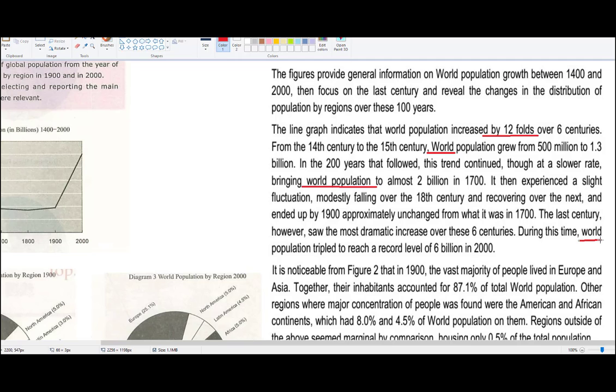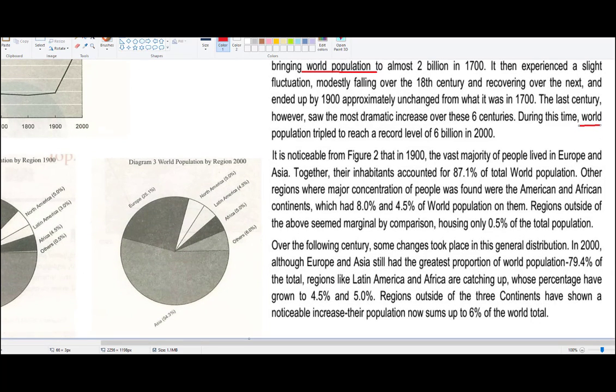The world population. Okay, so there seems to be a systematic error with articles. This person is not using articles correctly. Accessible, the vast of Europe and Asia together, their inhabitants accounted for of the world population again. Where major concentrations, should be plural, were found, were the American and African continents. Okay, again, the world population. On them. On them? I don't think continents have populations on them.